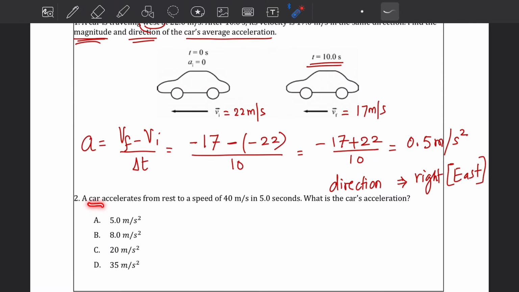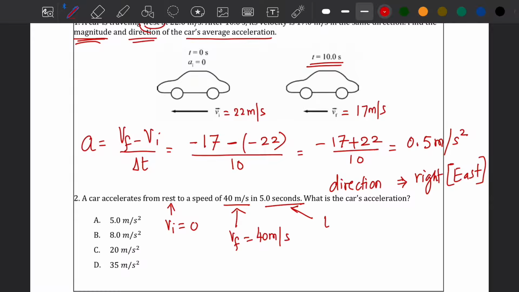Next question, a car accelerates from rest to a speed of 40 meter per second in 5 seconds. So it accelerates from rest, so that is vi is equal to 0, to a speed of 40, so vf is equal to 40. The time is 5 seconds. Again, it's asking for acceleration, so a is equal to vf minus vi over time. So 40 minus 0 over 5, 40 over 5, which is 8 meter per second square, and that's our answer B.